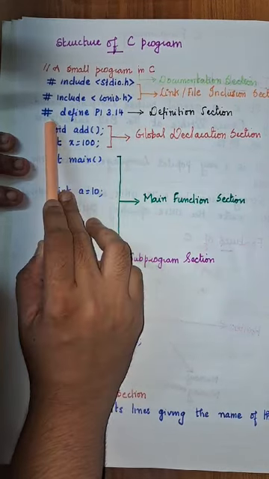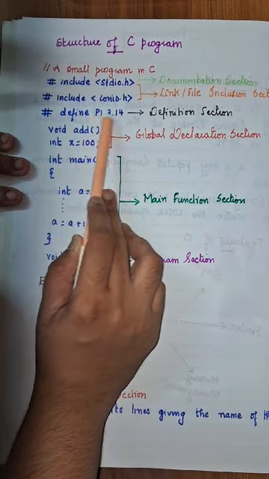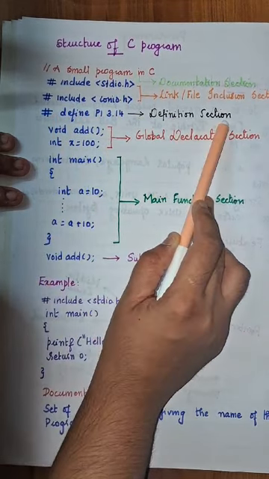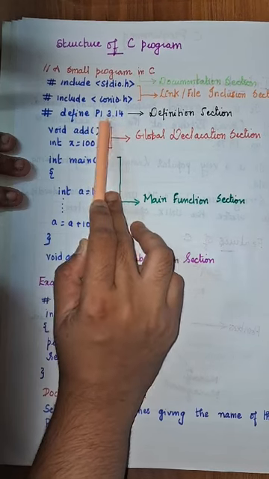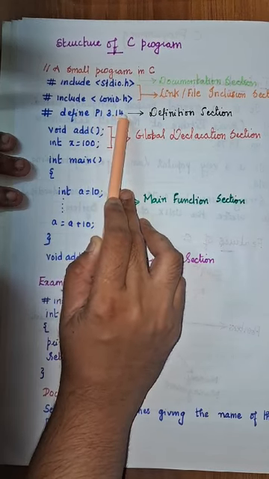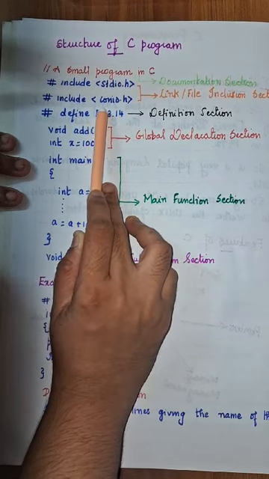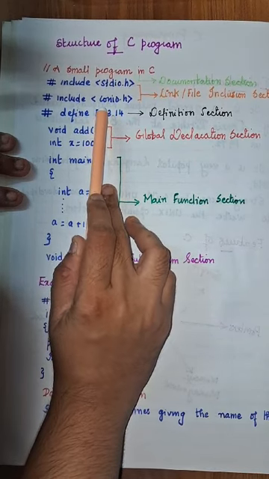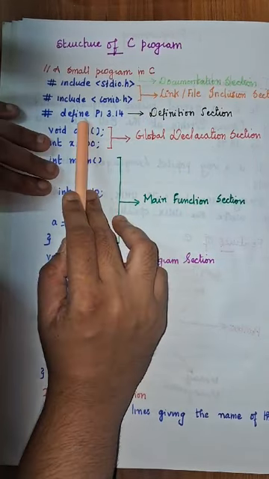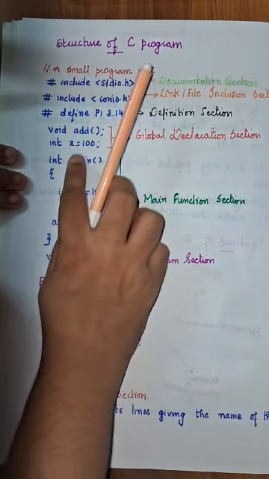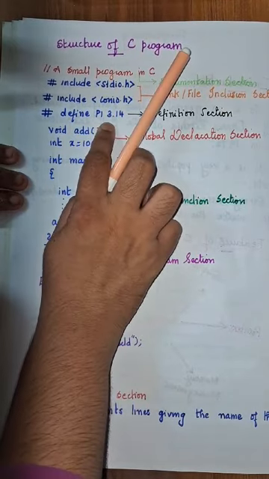Next is the #define PI 3.14. This is called the definition section. The definition section is nothing but the value of pi which can be assigned as 3.14, or if you want to store the size of n values or n numbers, for that #define is used. So this is the definition section.